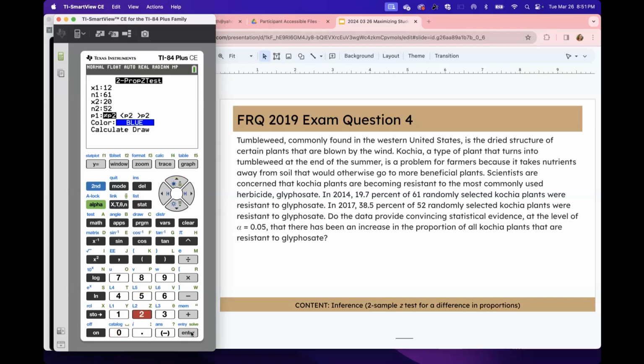And now we just need to figure out which way the inequality needs to go, because they're asking if there's an increase in the proportion of cochea plants that are resistant to glyphosate. Well, I did the first year first and the second year second. So that means the first year should be less than the second year if that's correct. So less than is the choice.